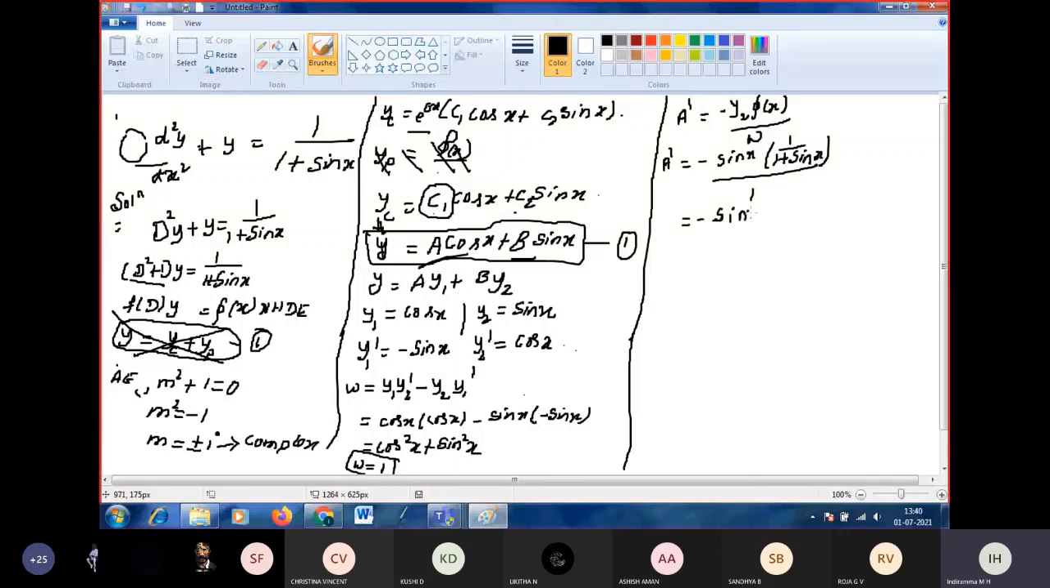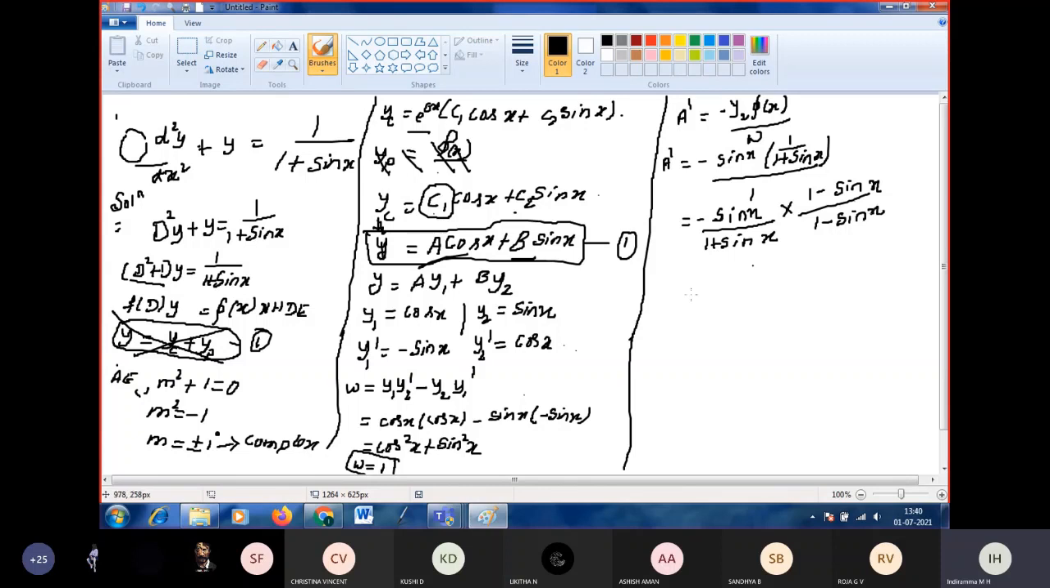So what we did here, we did rationalization. We will try: if it is possible to rationalize, we will do that; otherwise, we will add and subtract 1. So multiply and divide by 1 minus sin x. We will check it. If it is possible, we will do this one only.